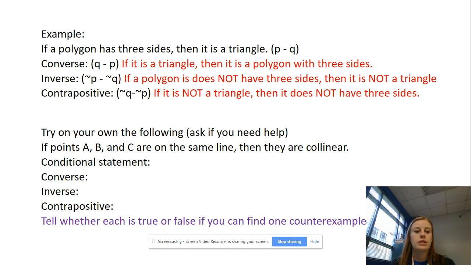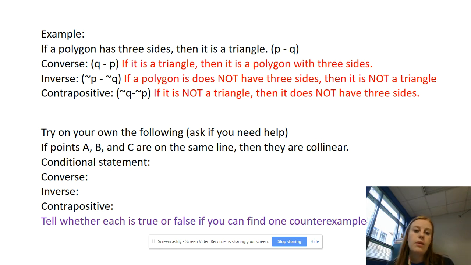So take a look at this next one. If A, B, and C are on the same line, then they are collinear. Write your conditional statement. Before you do that, when you're looking at this statement, point out your hypothesis and your conclusion. Get those straight because that will help us figure out how to write all the other sentences. So then write your converse, your inverse, and your contrapositive.